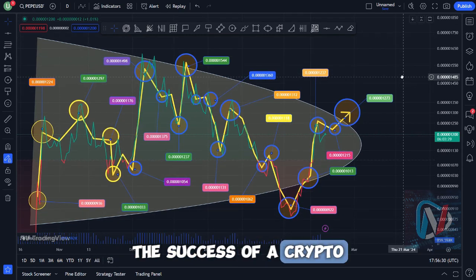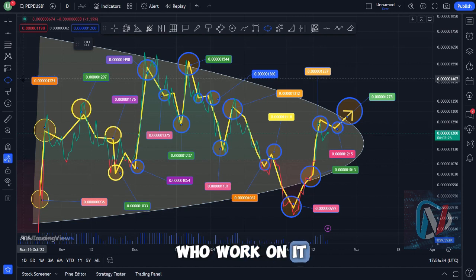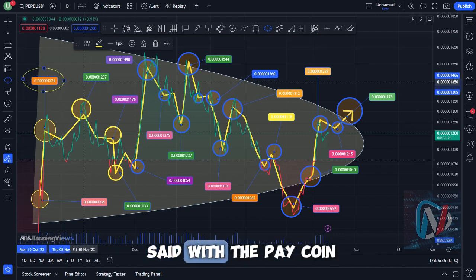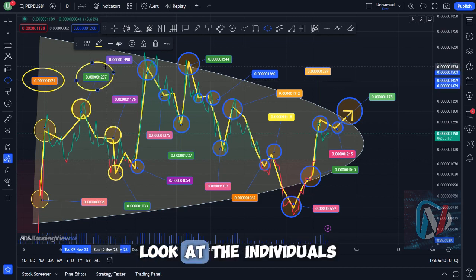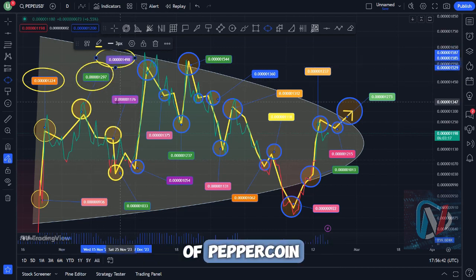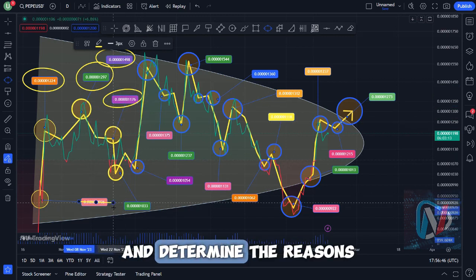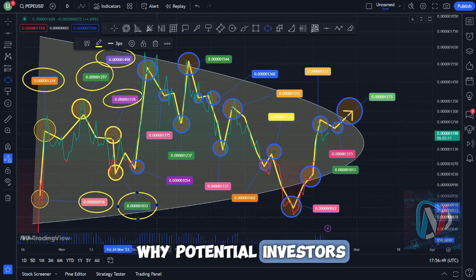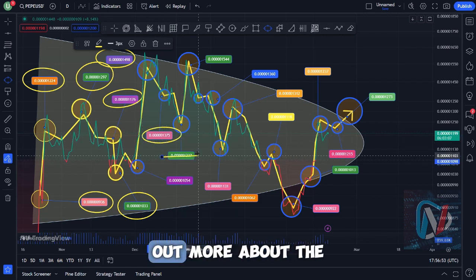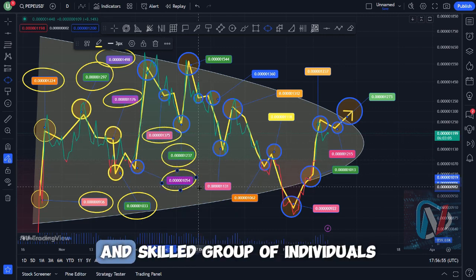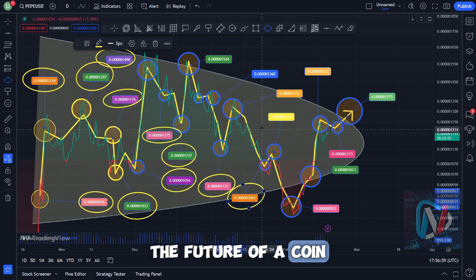The success of a crypto project is directly proportional to the number of individuals who work on it. The same may be said with pepecoin. We are going to take a more in-depth look at the individuals who are in charge of pepecoin, conduct an evaluation of their level of competence, and determine the reasons why potential investors should be interested in their expertise. Stay tuned to find out more about the ways in which a powerhouse and skilled group of individuals can have a significant influence on the future of a coin.